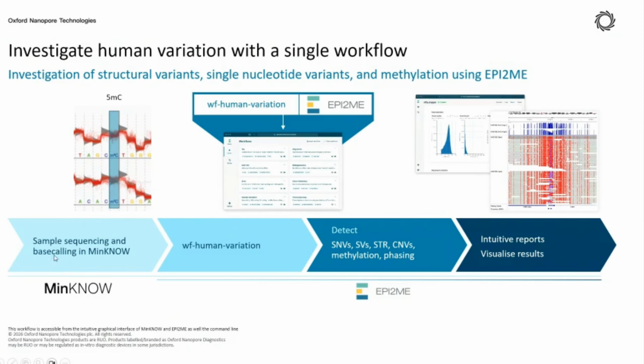For this pipeline, it uses the output from the sequencing run, basically the output from the MinNode, as its input. And then after running through the human variation pipeline, what we are going to get will be the human variations. That includes small nucleotide variations, structural variations, short tandem repeat expansions, copy number variation, the methylation or epigenetics information, as well as phasing.